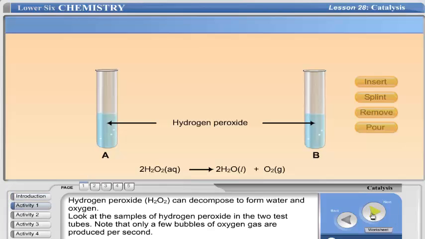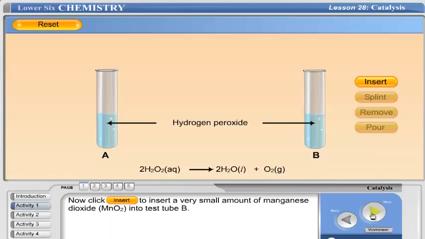Hydrogen peroxide, H2O2, can decompose to form water and oxygen. Look at the samples of hydrogen peroxide in the two test tubes. Note that only a few bubbles of oxygen gas are produced per second. Now, click the Insert button to insert a very small amount of manganese dioxide, MnO2, into test tube B.